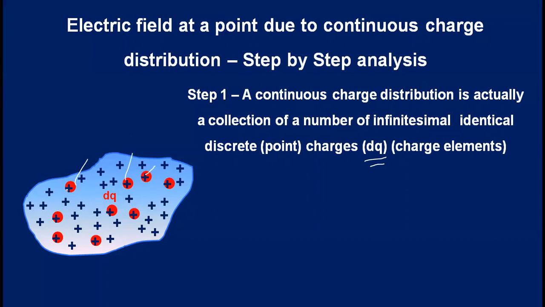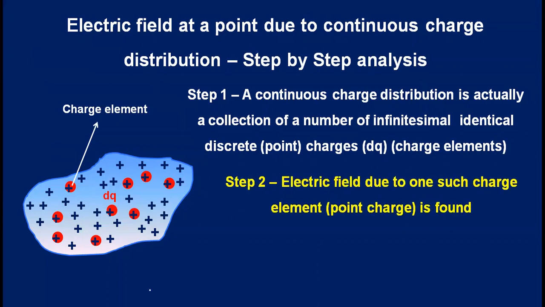Now, each and every discrete infinitesimal charge here, the ones you see as red color dots, are called charge elements. I'm going to call each and every dot, each discrete charge here, a charge element. So once a charge element is indicated here, okay, right. Now, second step: at the reference point we have chosen, find electric field due to one such charge element.